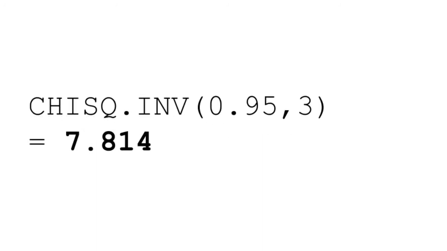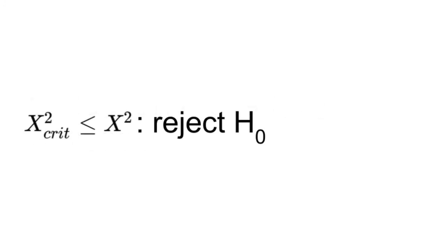In our case, the white part will represent 95% of our distribution, and we have 3 degrees of freedom. The result the function gives us is 7.814, and this is exactly what we need. It's the point on the horizontal axis that divides the distribution into those two parts. When we have this number, this critical value, all we need to do is to compare it with our actual test statistic. If our calculated test statistic is greater than this critical value, it means that we reject the null hypothesis.